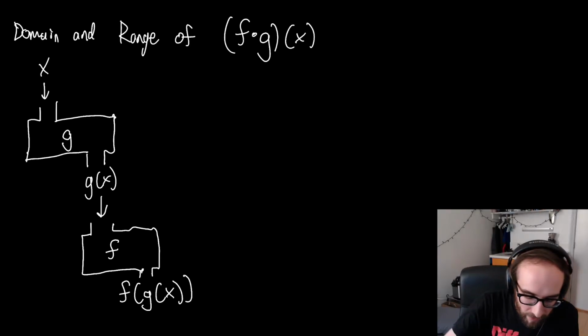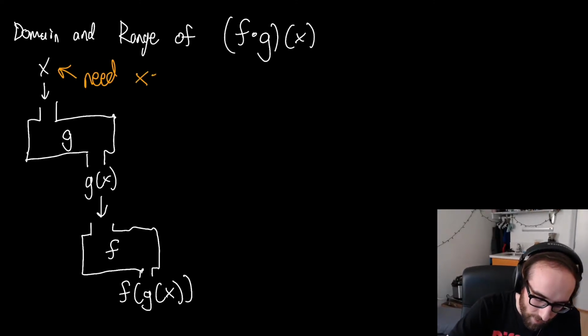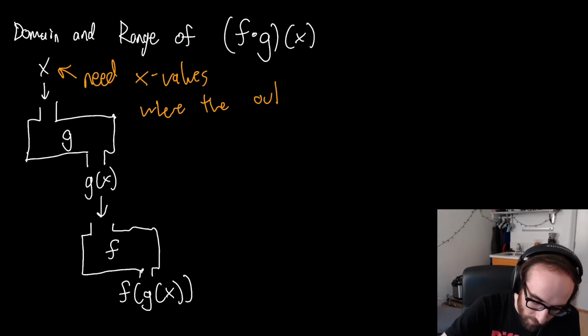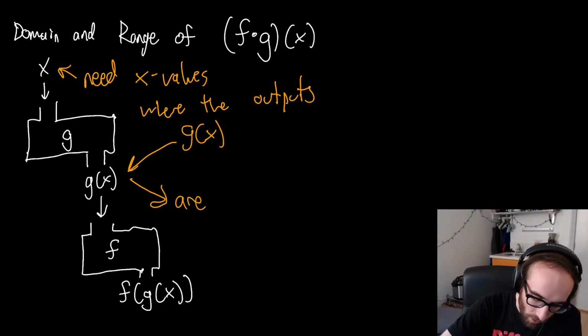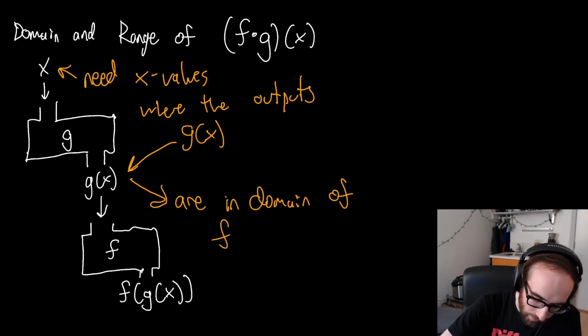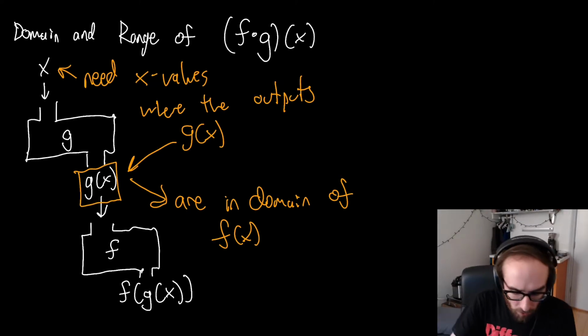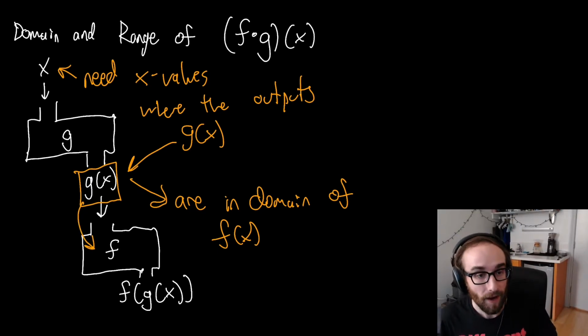Here, one note to make is we need to choose x values where the outputs, in other words, the g of x values here, are in the domain of f of x. Because we need to make sure that when we output a g of x value, it's a value that we could put into our f machine. If it's not in the domain, when we plug it into f, we're going to run into some issue.